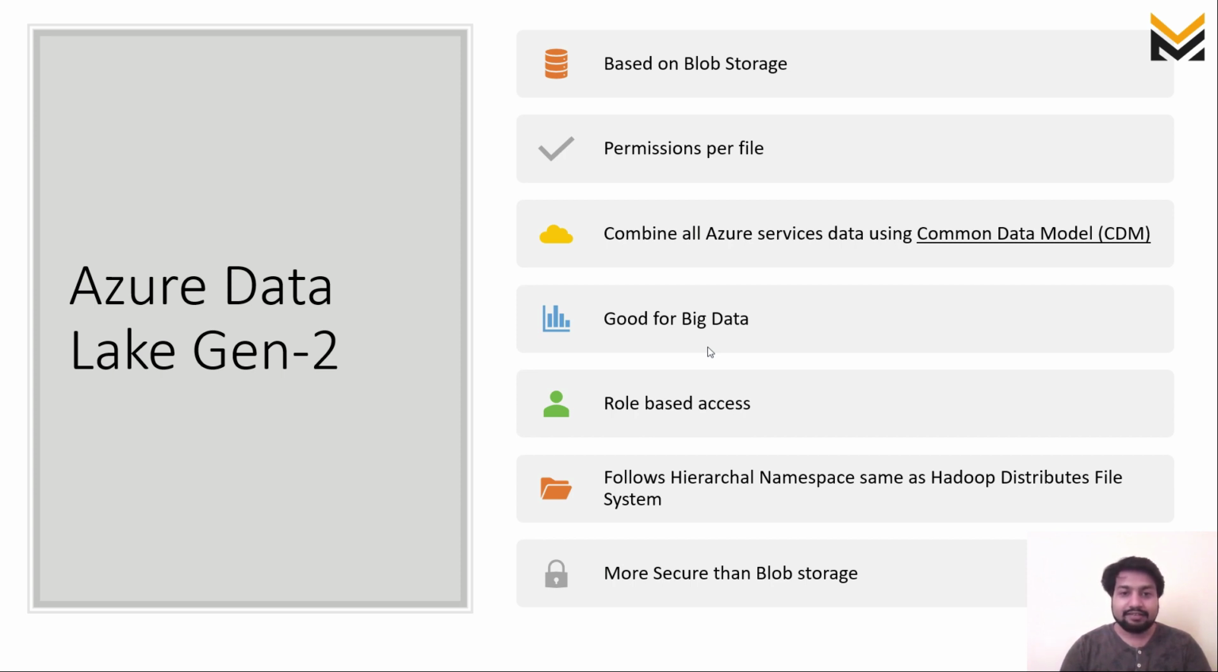Another thing is, same as Hadoop distributed file system, it follows the hierarchical namespace. Then the more important thing, security. Yes, it is more secure in comparison to blob storage. You can add multiple firewalls, add security over the virtual networks, and role-based access as well.